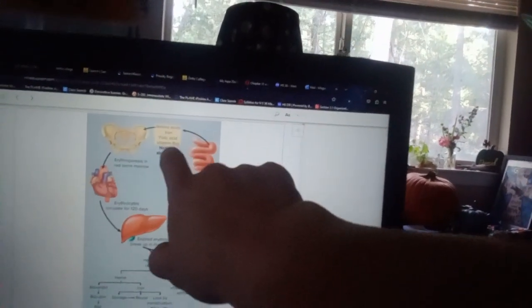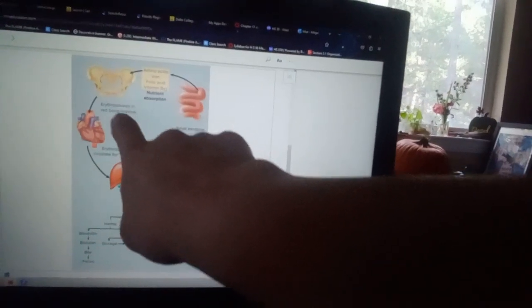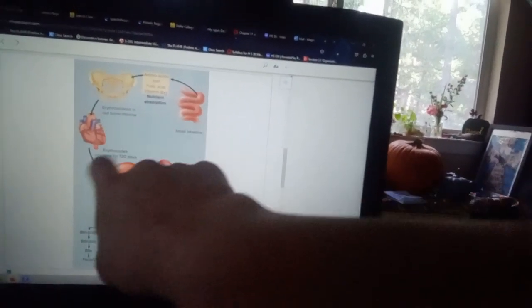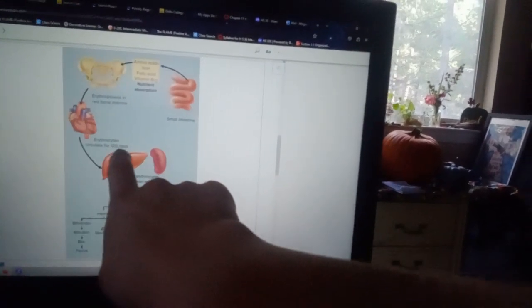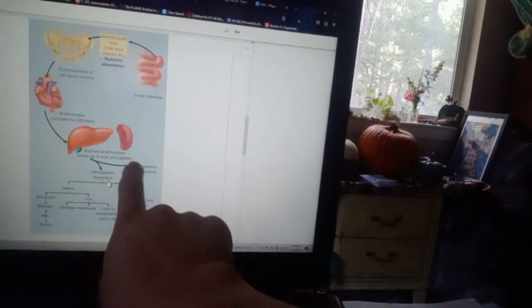Small intestine, nutrient absorption: amino acids, iron, folic acid, B12. Erythropoiesis in the red bone marrow. Erythrocytes circulate for 120 days. Expired erythrocytes break up in the liver and spleen.